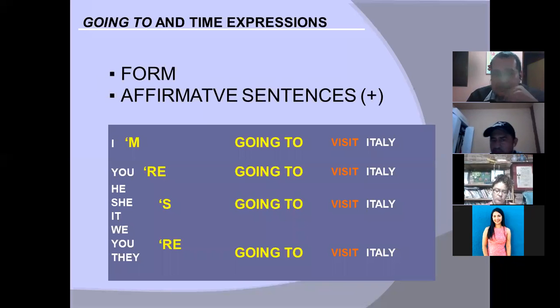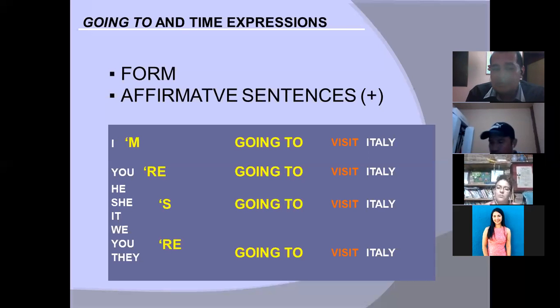And if you see, everybody, we can use contractions in this case. When we are talking about the verb to be, we use the contraction. I'm going to visit Italy. When it's the second person, you are going to visit Italy. If it's third person, he, she, it is going to visit Italy. Now, if it's plural, we use are, the contraction. We are going to visit Italy, or they are going to visit Italy. So as you can see, when you talk about future plans, it's very simple. It's very, very simple.